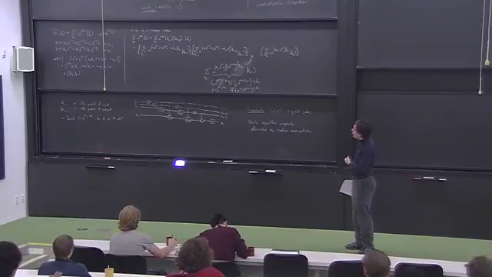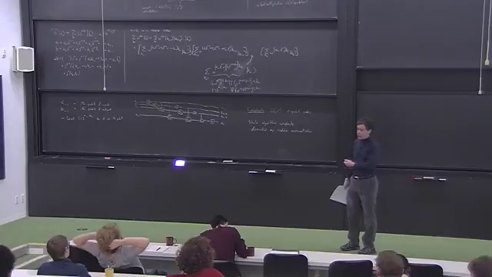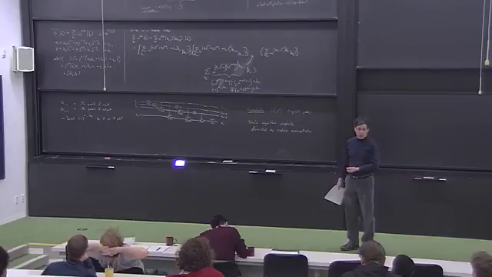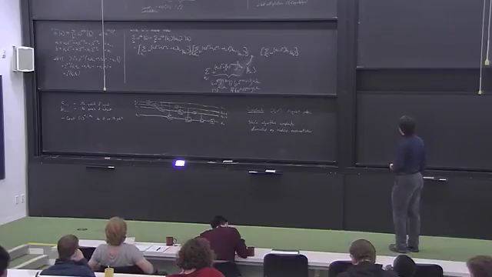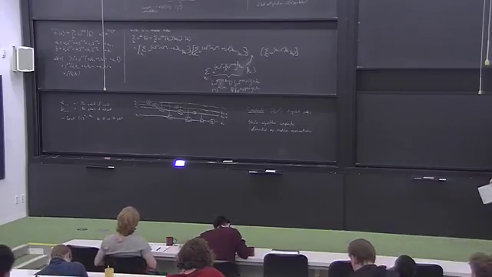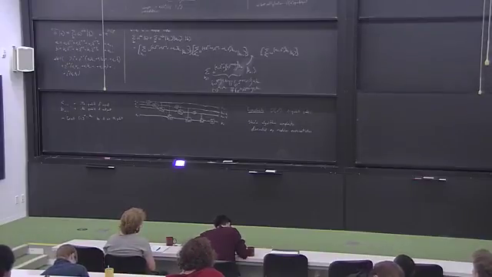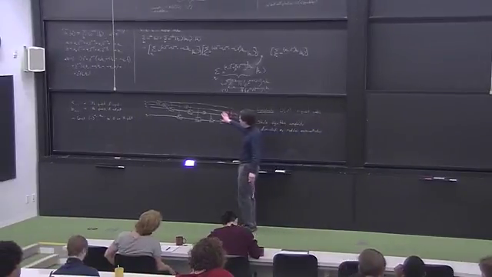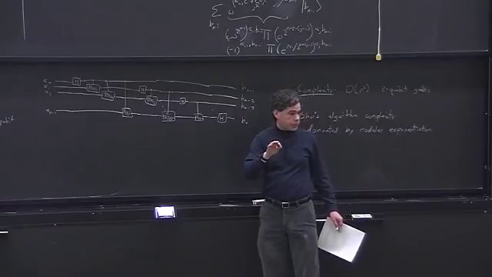Okay, so then the last thing I want to do is discuss what happens when r is not a factor of 2 to the n, which of course will be the typical case. So recall that the Fourier transform is the Fourier transform over Z mod 2 to the n.